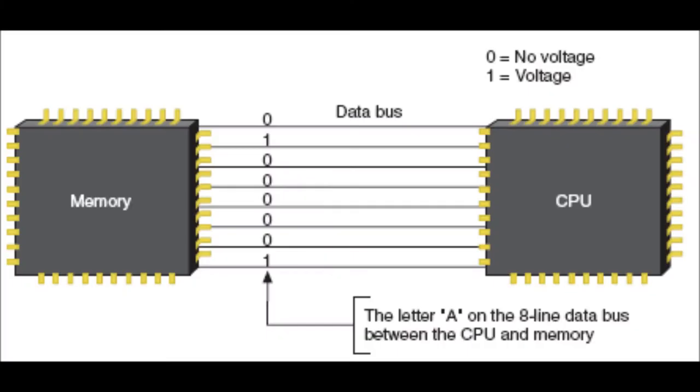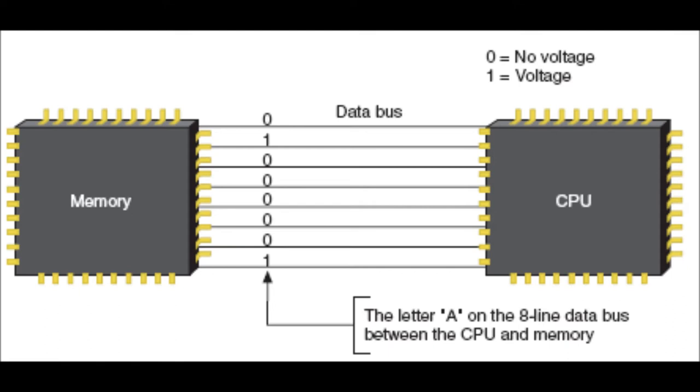And if we look at the accompanying figure, we will see that we have an 8-bit bus between the CPU and memory that is transmitting the letter A. Now, all bits of a byte are placed on their lines of the bus at the same time. Now remember, there are only two states inside of a computer. It's either on or it's off, which would be representing a 0 or a 1.